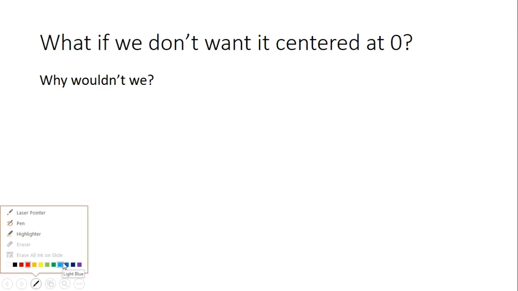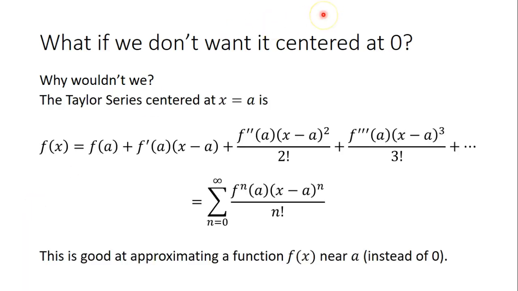7 pi would be kind of close to 22, right? So we have this formula that basically does it at any other value. And this actually works for 0 as well. So this is the formula for the Taylor series centered at x equals a.